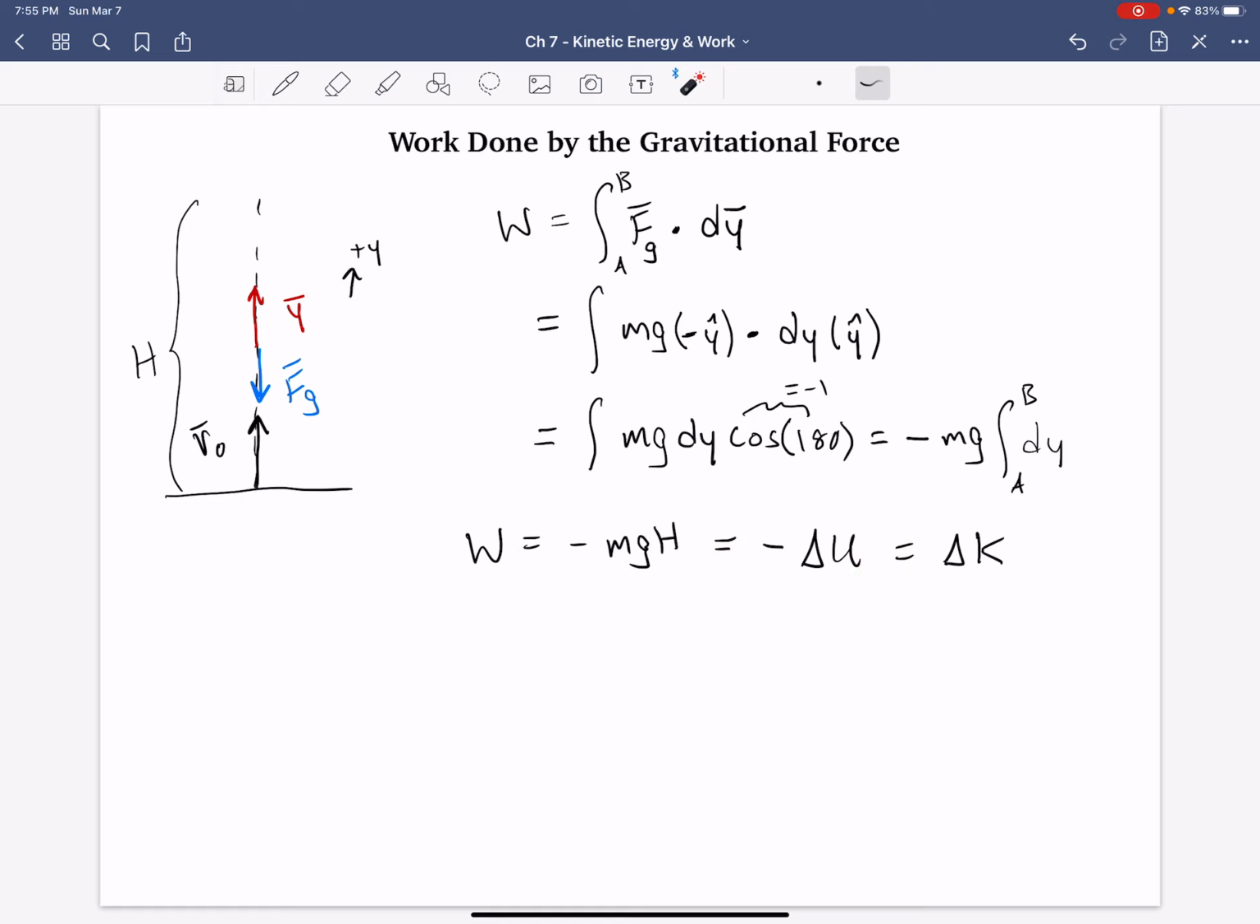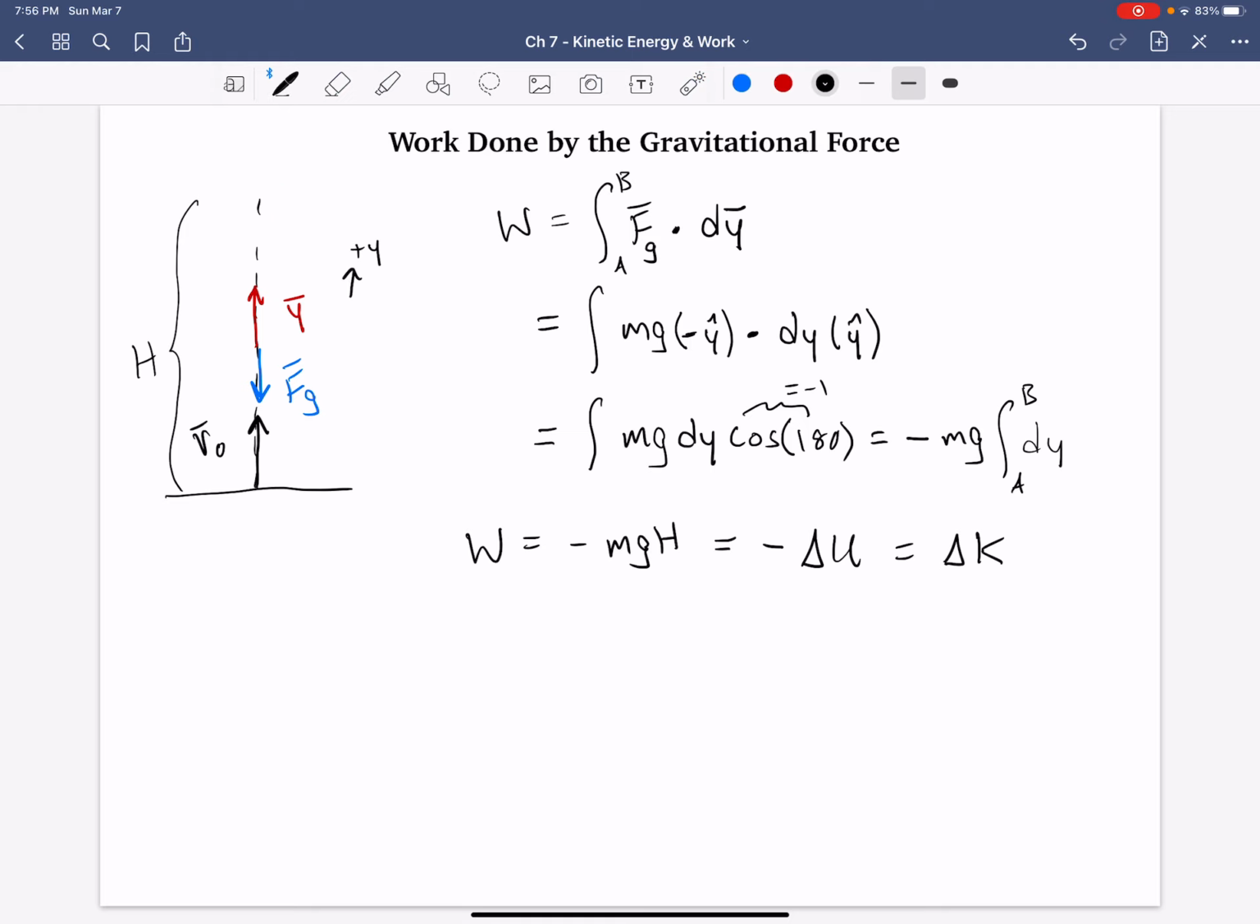So what does this mean? It means that as any object is increasing in height, moving against the force of gravity, the gravitational force specifically is doing negative work. In other words, the potential energy is becoming more and more negative. Let's see what happens when it starts at the top here and then falls down.